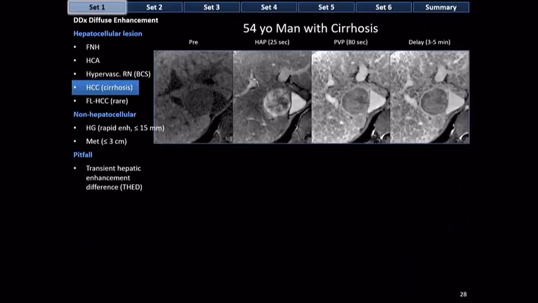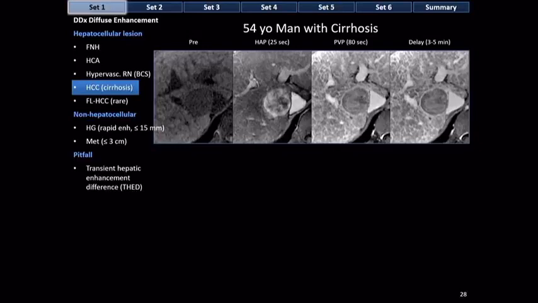We now know a lot about HCC. We know that there's such a thing as early HCC, which often does not hyperenhance, and there's progressed HCC, which has pushing or expansile growth, arterial phase hyperenhancement, washout, and capsule appearance. So this is an example of a progressed HCC.